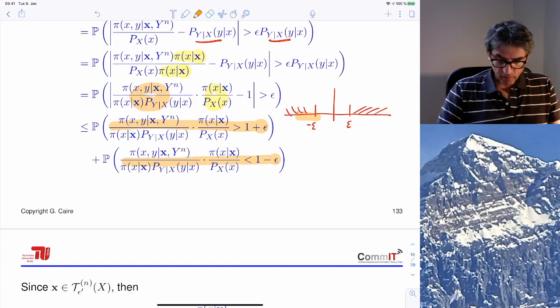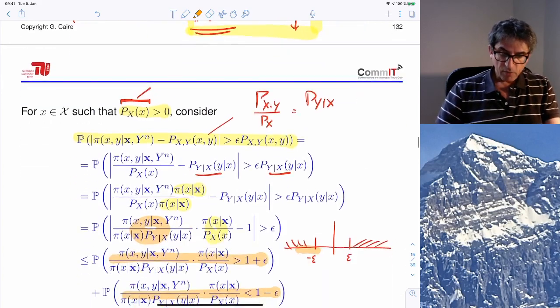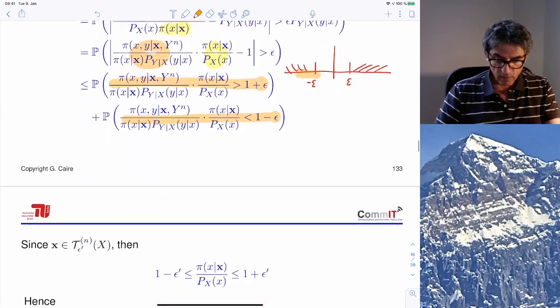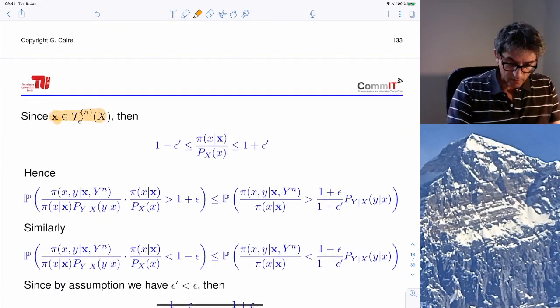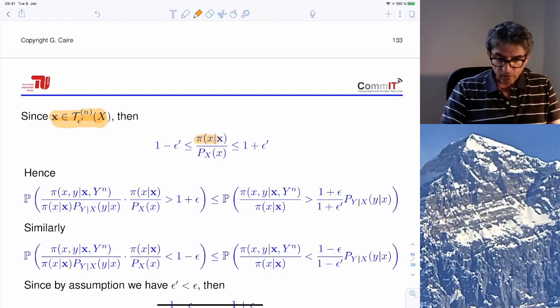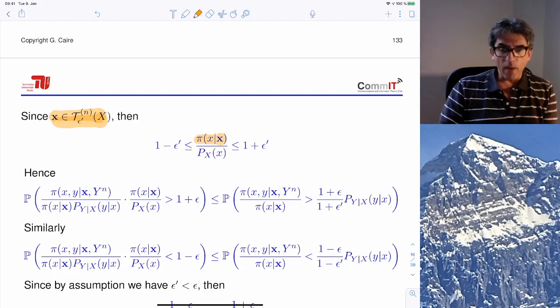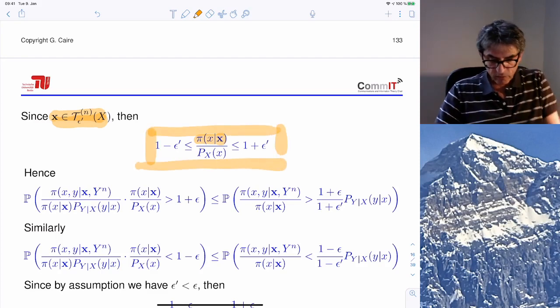So at this point, we have to consider each one of these probabilities, and if we can show that each of these two probabilities goes to zero, the sum goes to zero, then the individual term goes to zero, and then by the union bound, we have proven that the probability of the union goes to zero. So now we use the fact, and here is where this assumption is useful, that the sequence x is epsilon prime typical, which means that its individual frequency is in between 1 minus epsilon prime times the true probability and 1 plus epsilon prime times the true probability. So this ratio is bounded by these two values, okay?